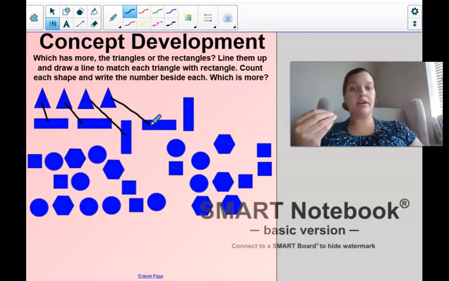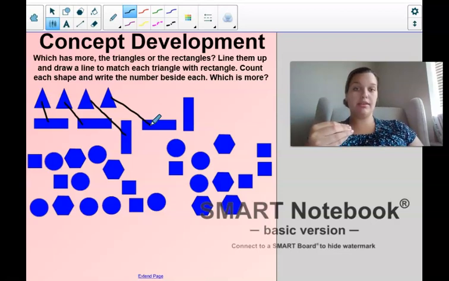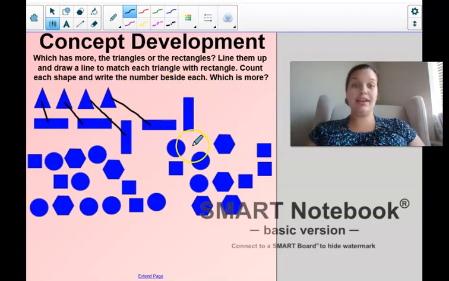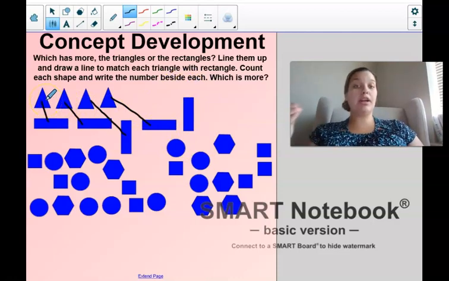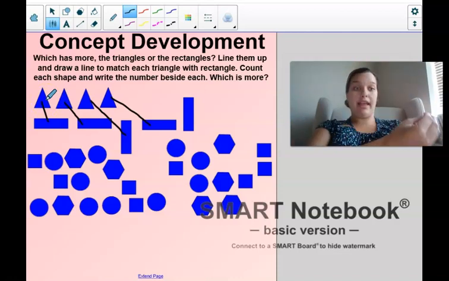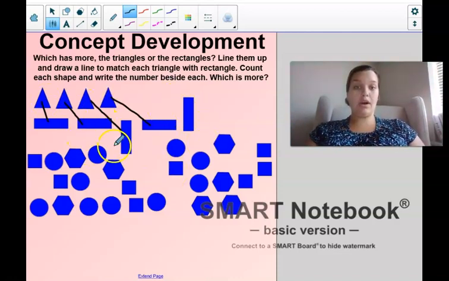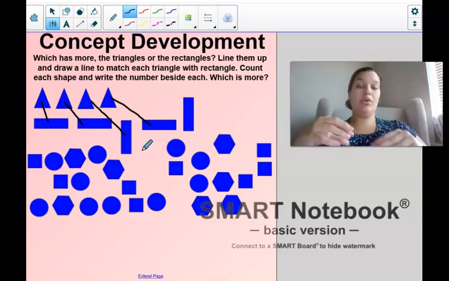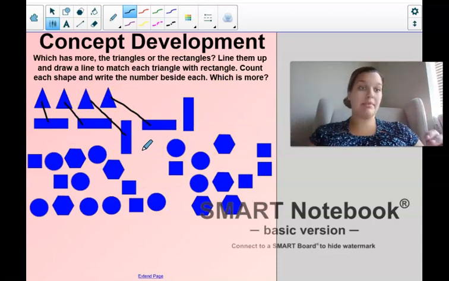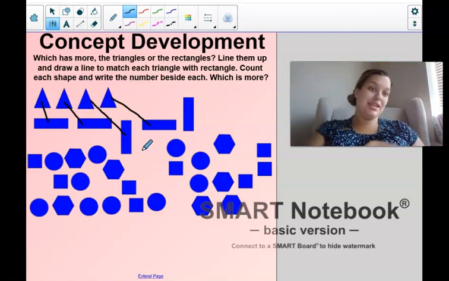Do we have more triangles or rectangles just by looking at our picture? We have more rectangles. Very good. How many more rectangles do we have than triangles? Just this one that doesn't have a match. Let's figure out what our number sentence would be. We're going to say blank is more than blank. Okay, we already know our number that is bigger, or our group that has more, is going to be our first number, is more than our second number.